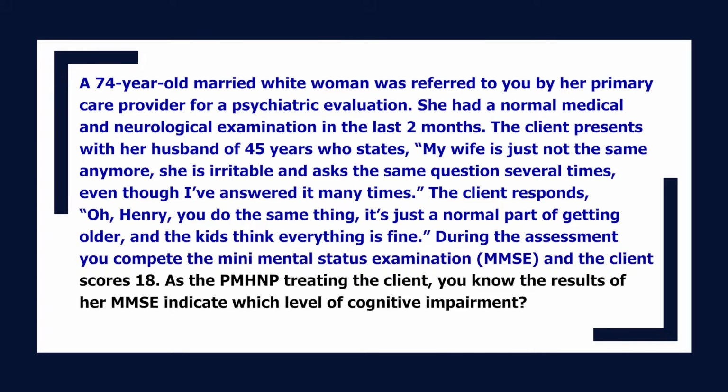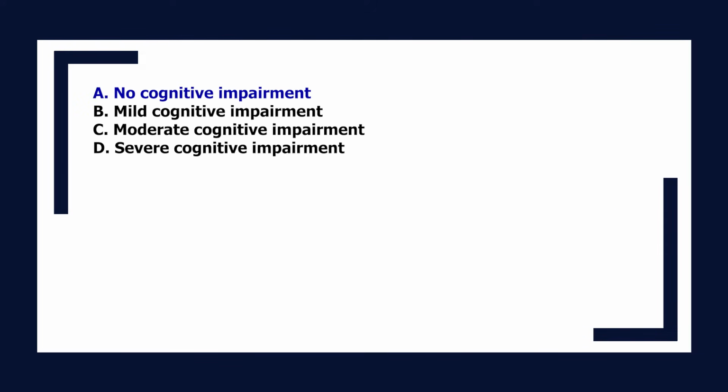During the assessment, you complete the mini mental status examination, MMSE, and the client scores 18. As the PHMNP treating the client, you know the results of her MMSE indicate which level of cognitive impairment? A. No cognitive impairment. B. Mild cognitive impairment. C. Moderate cognitive impairment. D. Severe cognitive impairment.